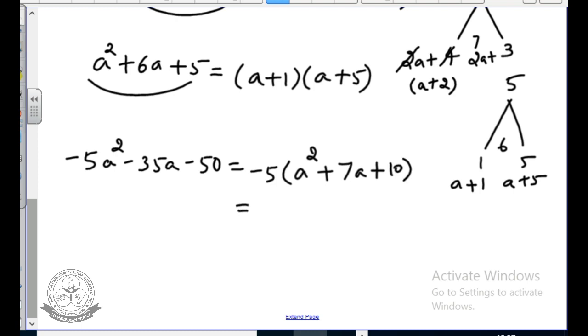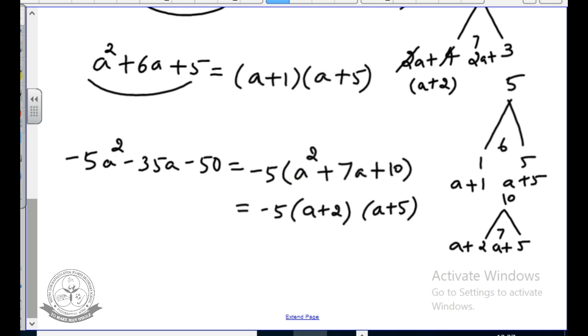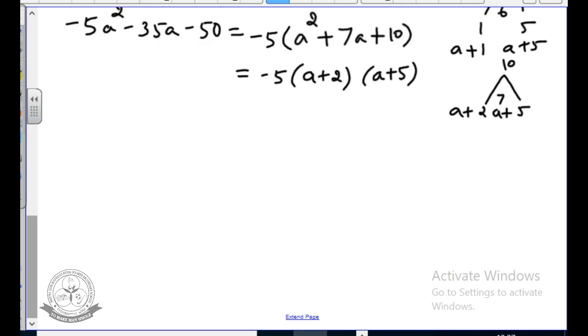is equal to, here also the multiplication term is 10, the addition term is 7. So 2 5s are 10. So the variable here is a. So a plus 2, a plus 5. So minus 5 into a plus 2 into a plus 5. So again you write the same question.